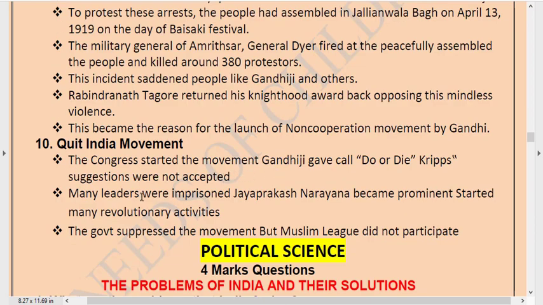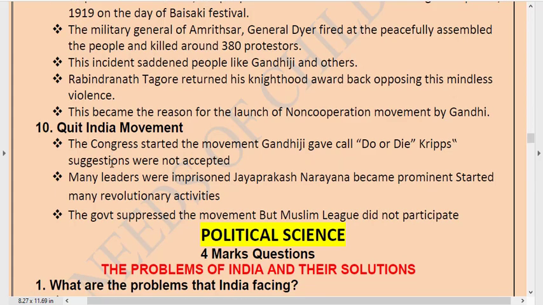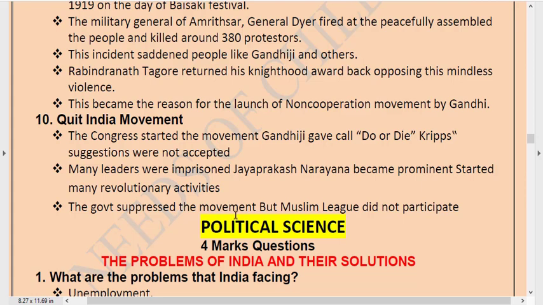Quit India movement. The Congress started the movement. Gandhiji gave the call 'Do or die'. Cripps' suggestions were not accepted. Many leaders were imprisoned. Jayaprakash Narayan became prominent and started many revolutionary activities. The government suppressed the movement, but the Muslim League did not participate.